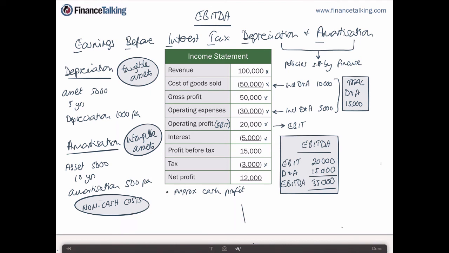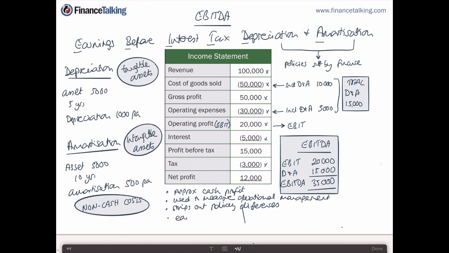So let's just summarise who uses EBITDA and what for. Well, EBITDA is a rough approximation of cash profit. It's often used internally as a financial management tool as it represents the profit controllable by operational management. Externally, it's used as a rough measure of cash flow, and also it strips out the impact of different depreciation and amortization policies from company to company if you're trying to draw comparisons across a sector.